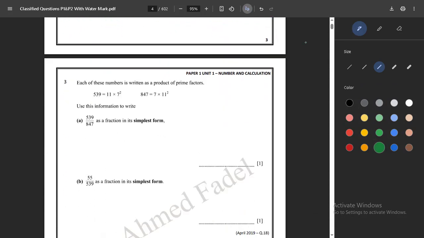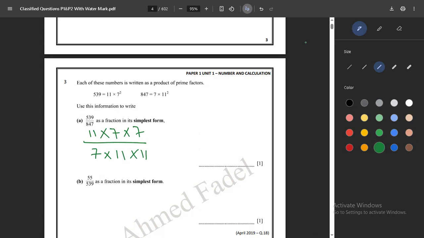Each of these numbers is written as a product of prime factors. Use this information to write 539 over 847 as a fraction in its simplest form. So what I'm going to do over here is replace this 539 with 11 times 7 squared. That's what the question says. So I'm going to say 11 times 7, but instead of writing 7 squared, I'm going to write times 7 again. And here 847 is 7 times 11, but times 11 again. That's what the question says.